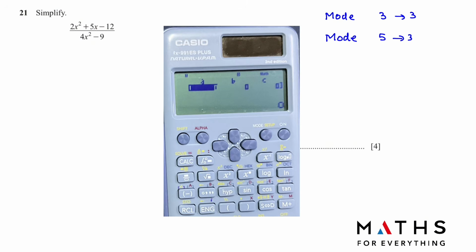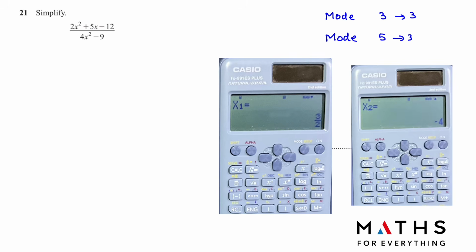A is the number before x square, which is 2. So you write 2 and then you press the equal button. Then you write 5 and then you press the equal button. And then you write negative 12 and again press the equal button. When you press equal again, you will get x1 is equal to 3 over 2.